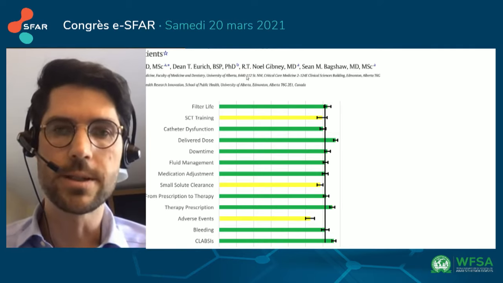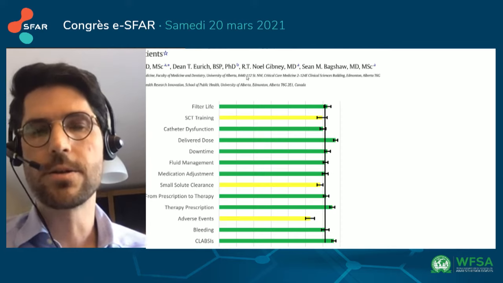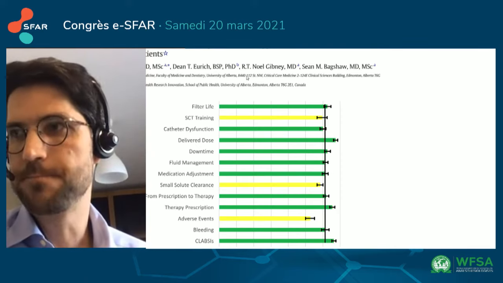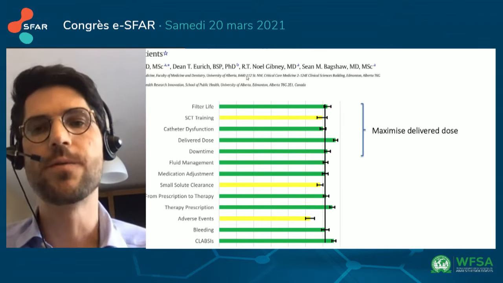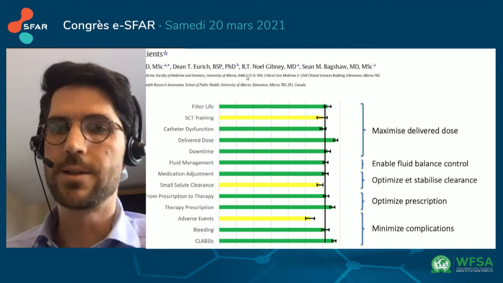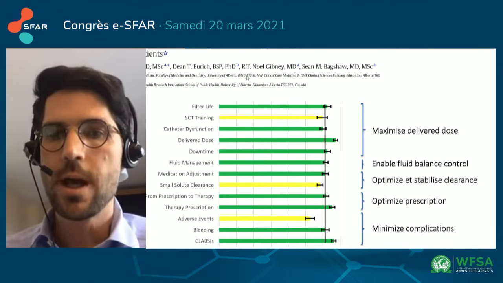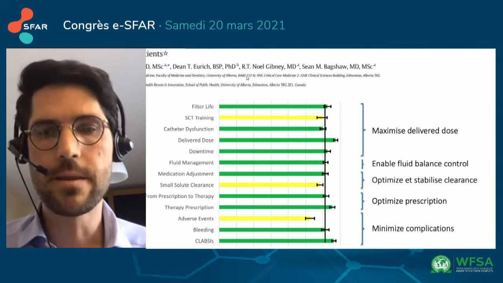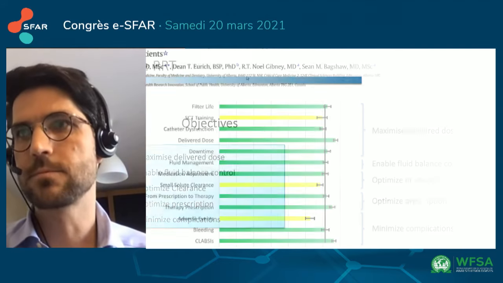Schoenbach and his colleagues have proposed some quality indicators. Next, there are some animations, please. And these animations, I try to summarize into 5 elements: the way to maximize the delivered dose, the way to enable fluid balance, to optimize and stabilize the therapy, and optimize the prescription.